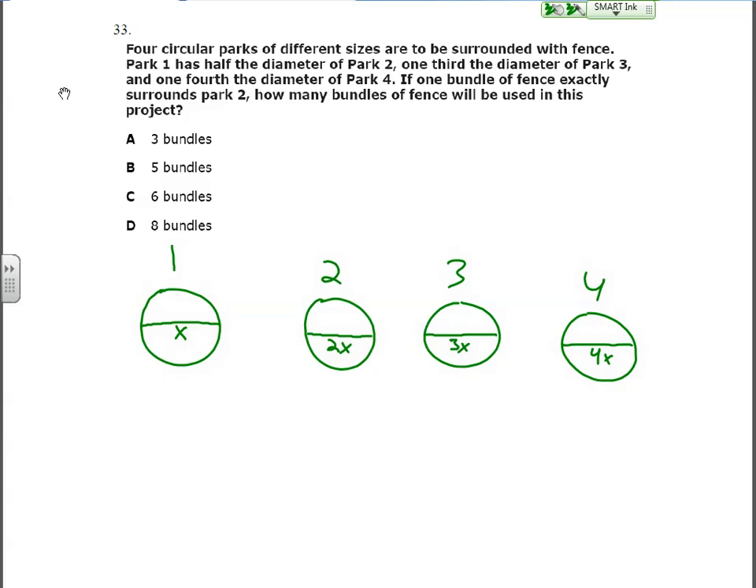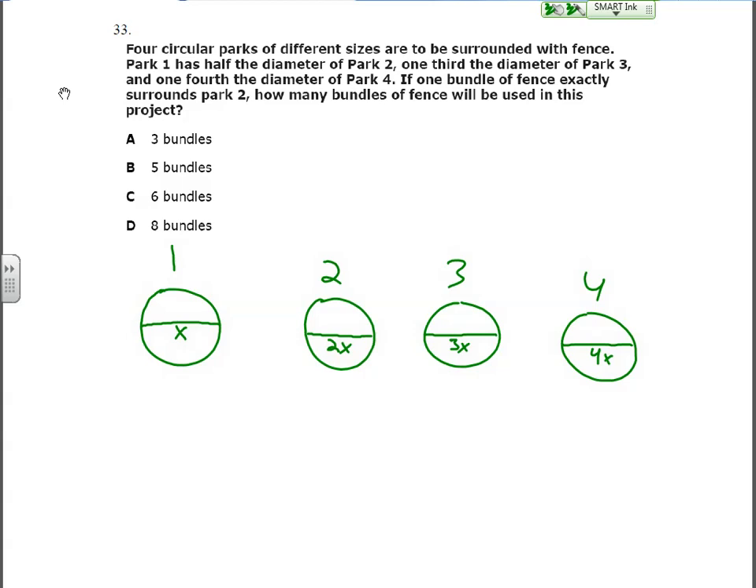And labeling this a variable is easy to work with because it relates to all the others, that's the good place to start here. And then it says one bundle of fence exactly surrounds Park 2. So we need to know the relationship here: if one bundle surrounds Park 2, does that mean that we only need half a bundle for Park 1?